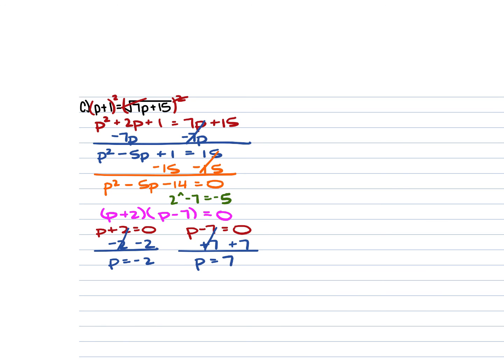Check them. If you plug in the negative 2, you have negative 2 plus 1 is equal to the square root of 7 times negative 2 plus 15. Negative 2 plus 1 is negative 1. You have the square root of negative 14 plus 15. That's negative 1 is equal to the square root of 1. Negative 1 is equal to 1. Not a true statement. So that negative 2 is an extraneous solution.